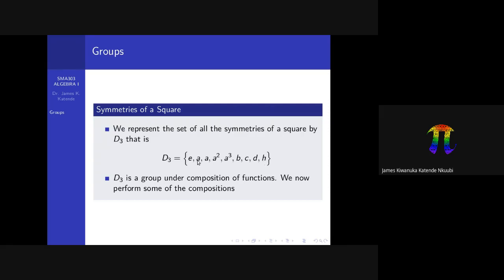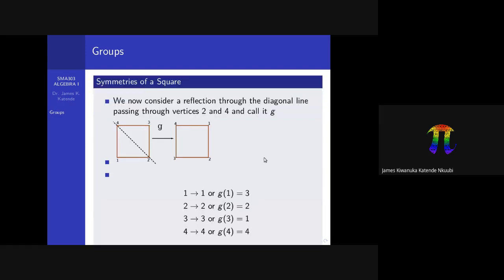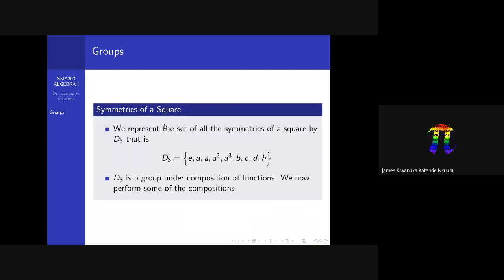We had, I've written A twice. I need to delete one of them. We need only one of them. So there's A squared, A cubed, B, C, D, and should be G, right? Yeah, it should be G. We use G up here. So this should also be G. This one here should be G. And then we remove one A so that we have a total of 8 elements in this set. So under composition of functions, this will form a group.